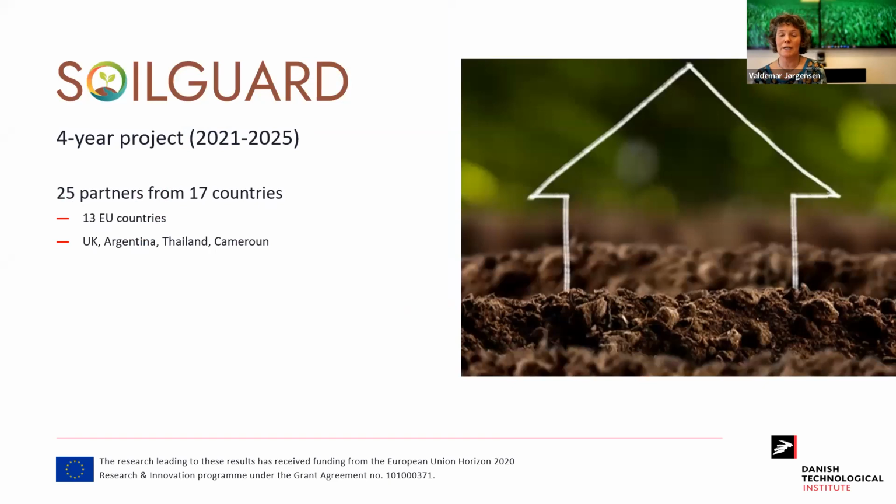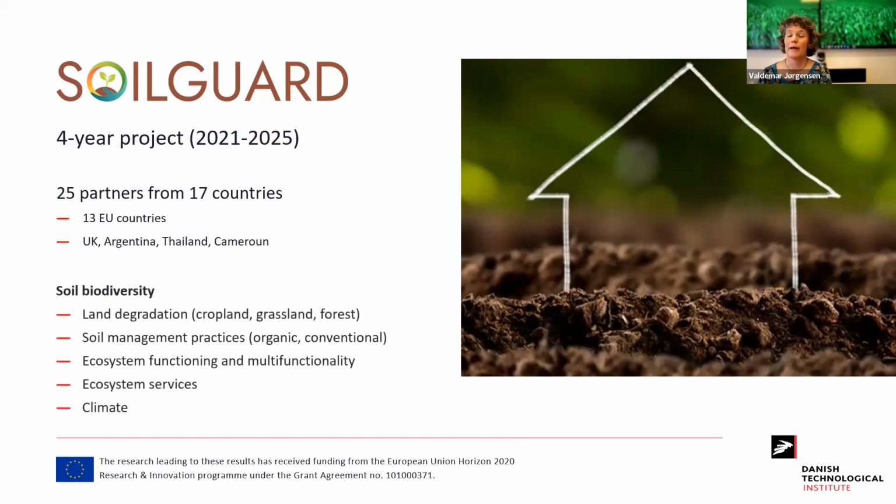Enough about DTI, and now for Solgaard, this project that's under the European Union Horizon 2020 program. It's a 4-year project with 25 partners from 17 countries. And the key word here is soil biodiversity, and we'll look at it in relation to land degradation, soil management practices, and the soil ecosystem, its multiple functions and the services it provides for humanity. And finally, the effect of the climate changes on the soil biodiversity is also a big part of the Solgaard project.